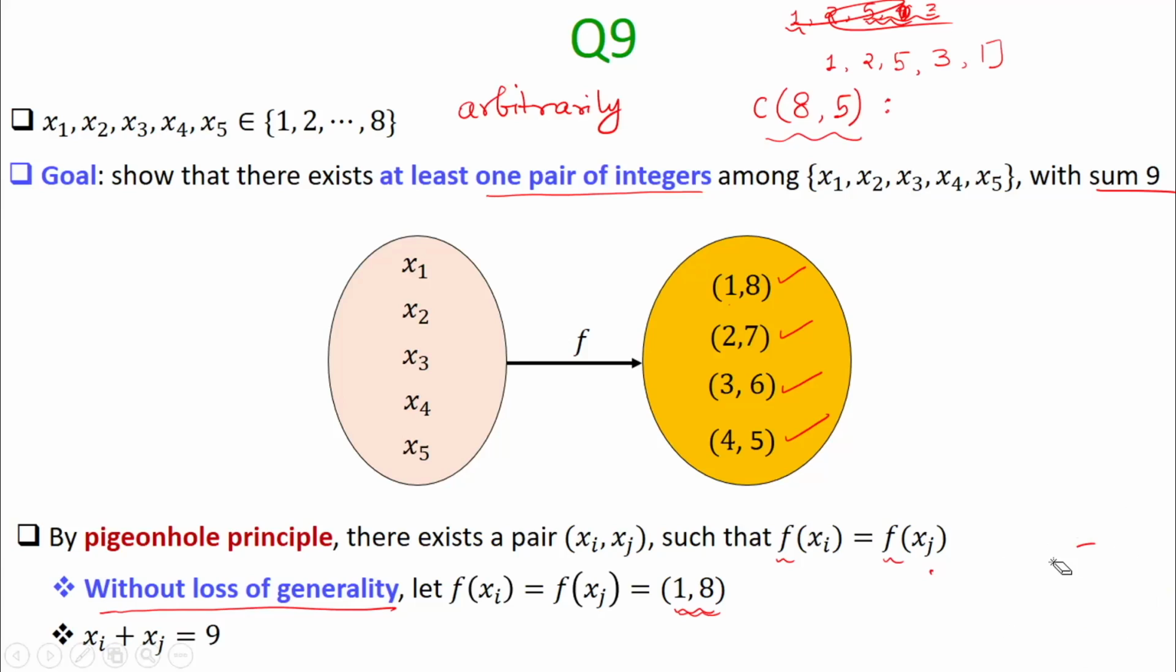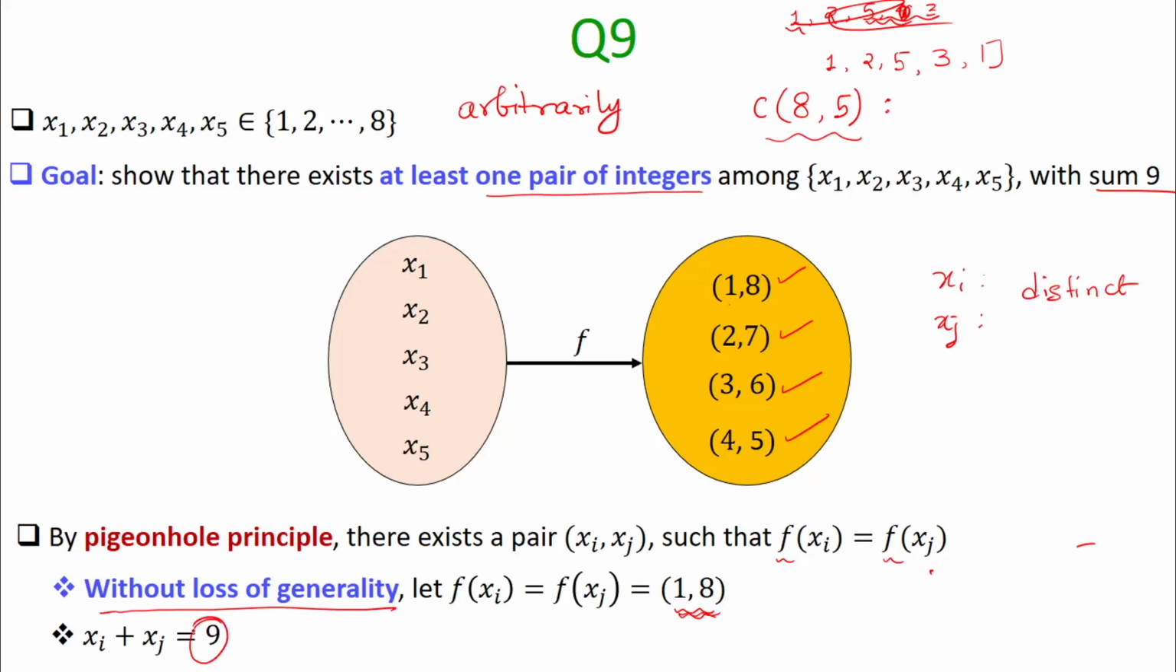is 1, 8. If that is the case, then since your xi and xj are distinct, and they got mapped to 1 comma 8, that means either xi is 1 and xj is 8, or xi is 8 and xj is 1.